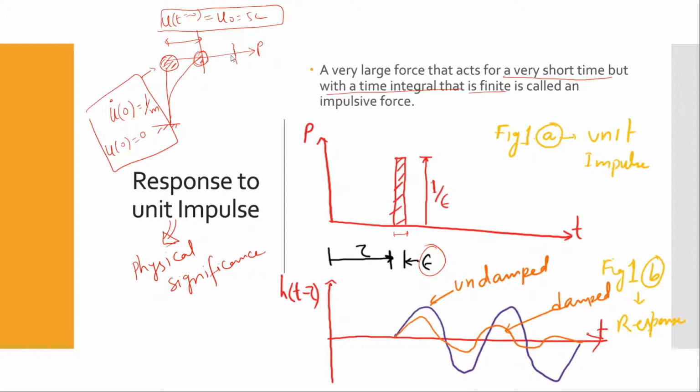But in the response to impulse, what we have is that our displacement at t equals 0 is 0, but the velocity we impart is u naught, some value we give to it. So this is the physical significance of the impulse force, that the free vibration case with these initial conditions is the unit impulse.